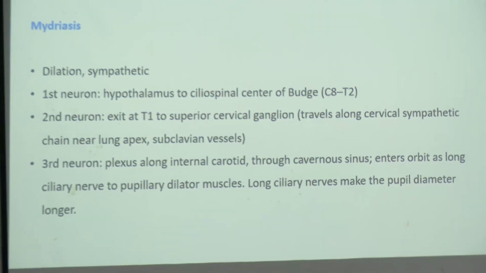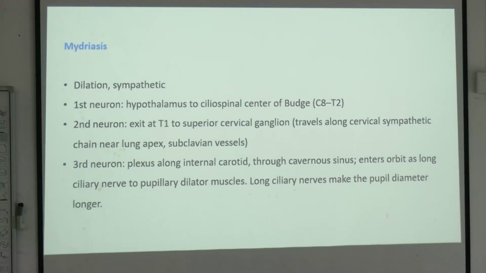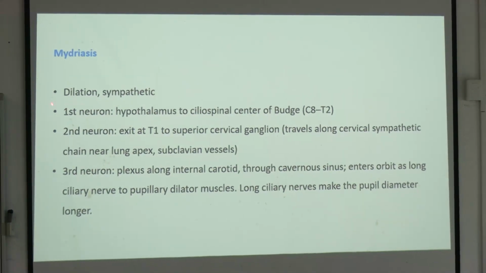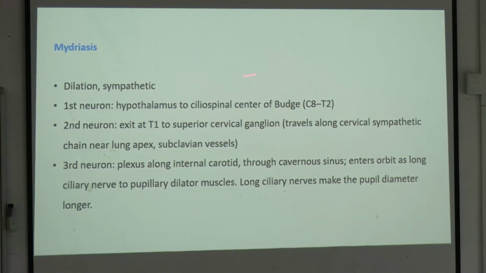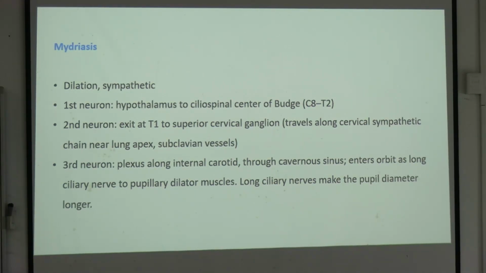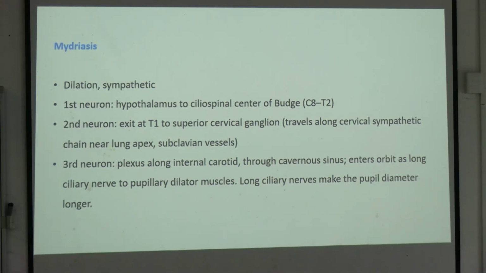Then mydriasis. Mydriasis is a sympathetic phenomenon mediated by the sympathetic neurotransmitter, adrenaline. The first neuron comes from the hypothalamus to the ciliospinal center, located in the C8 to T1 sympathetic ganglia. The second neuron exits from T1 to the superior cervical ganglion, and the third neuron comes from the plexus around the internal carotid. So mydriasis is a 3-neuron pathway, and miosis is a 2-neuron pathway.